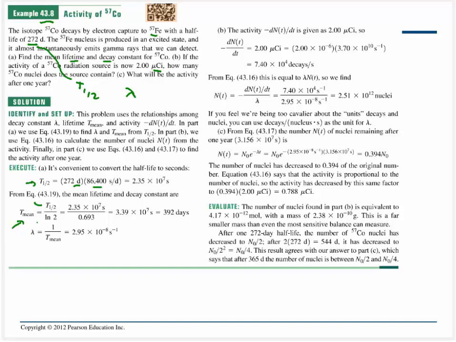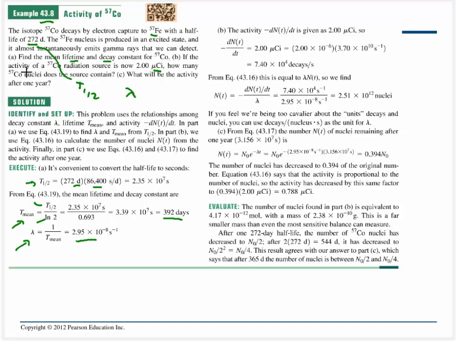That's just going to be the half-life divided by the natural log of 2, and it's going to work its way out to 392 days. And this is kind of a mean lifetime of this thing. Remember, the half-life is not an exact science. Go ahead and calculate this decay constant. That is a property of this particular decay, and it's not going to change.